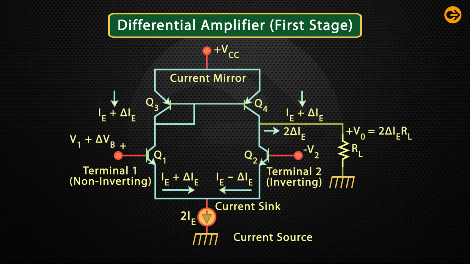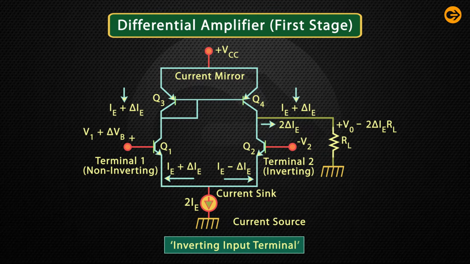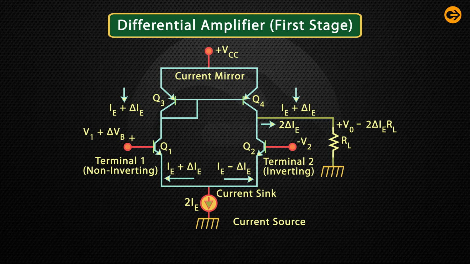Similarly, a positive increment at terminal 2 produces a current IE plus delta IE through Q2 and IE minus delta IE through Q1 and hence Q3 and is transmitted to Q4. So the direction of 2 delta IE through RL is now reversed. That is, Q2 is sinking load current and there is a decrement of VO by an amount of 2 delta IE RL. There is now a phase inversion between input and output voltages. So terminal 2 is known as the inverting input terminal. Non-inverting and inverting terminals are indicated by positive and negative signs respectively.